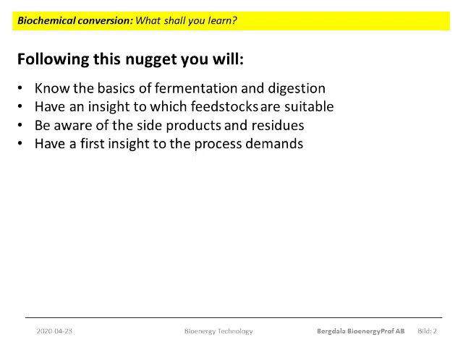So the overall aims of this nugget are first to give you a basic knowledge about the two main biochemical conversion processes. And these are ethanol fermentation and anaerobic digestion. So the products are ethanol and biogas. Both products can then be post-processed and further upgraded depending on the end-user demands. And in your homework you will have a look at that.